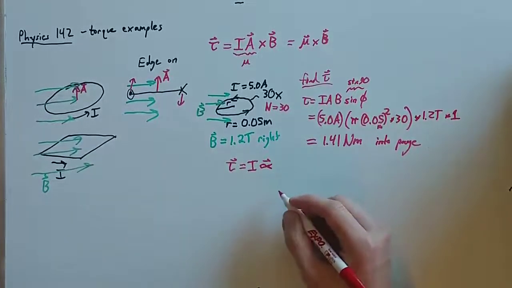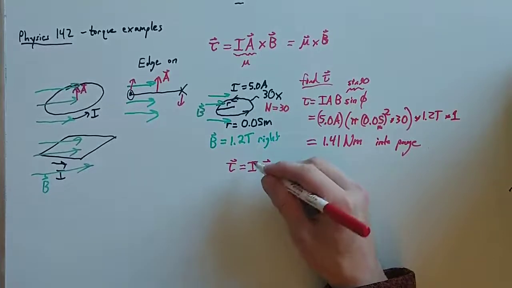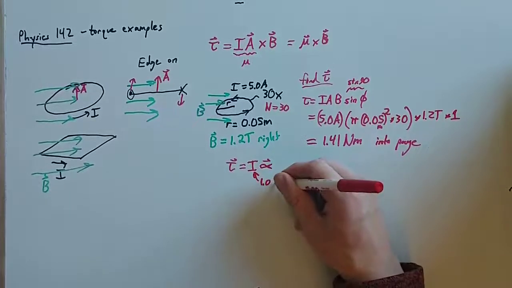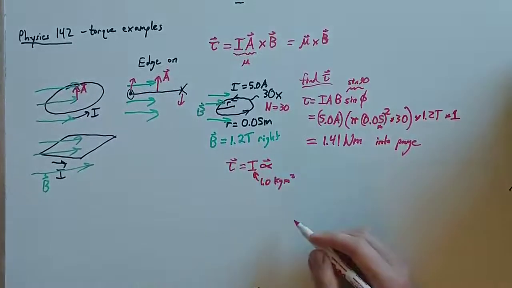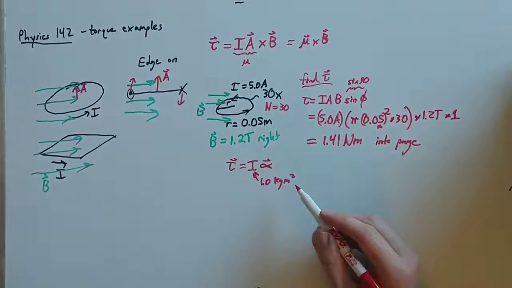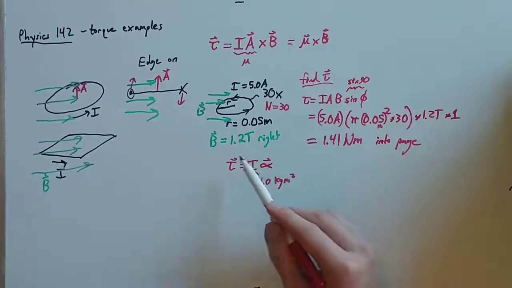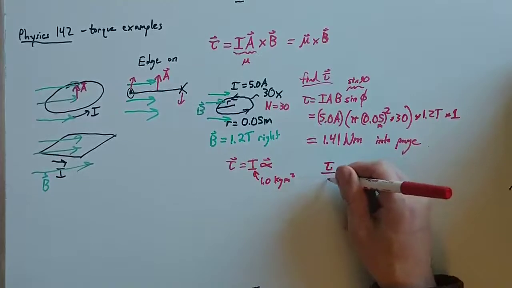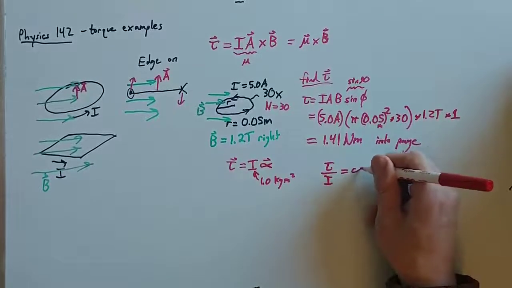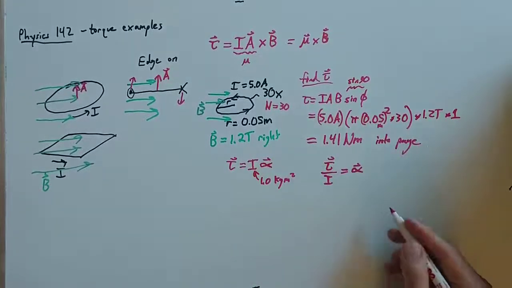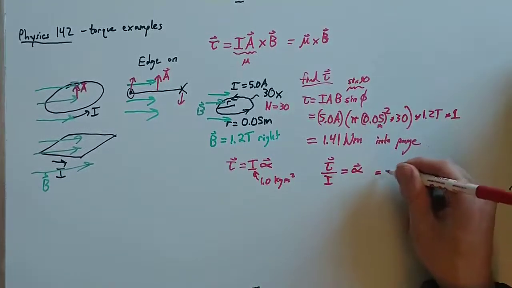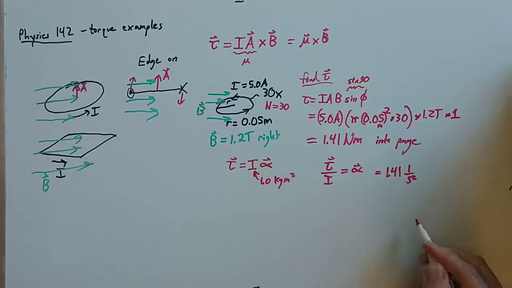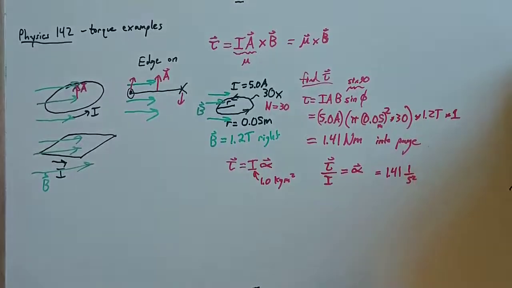And so if we wanted to solve for alpha, let's say that we knew the moment of inertia. Let's say we knew the moment of inertia was 1.0 kilogram meters squared. All right, let's say that was our moment of inertia for this hoop. Then we could figure out the angular acceleration. We would just take torque and divide it by I, and that would give us alpha, right? The direction would end up being the same, and we would just end up with alpha being 1.41 radians per second squared, and also into the page.